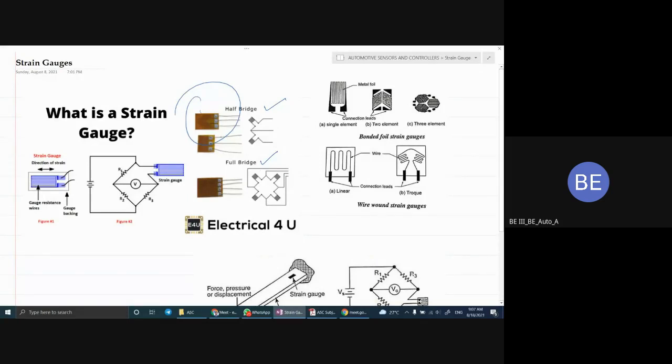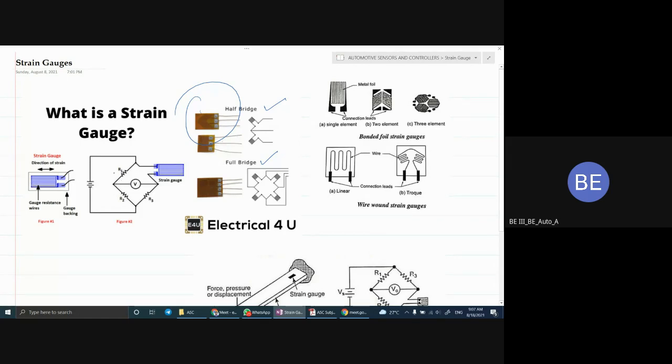For half bridge, it consists of 3 pins: 1, 2, and 3. See here, for full bridge, we have 4 pins. Is it clear? So let us see how it is used and where it is used.